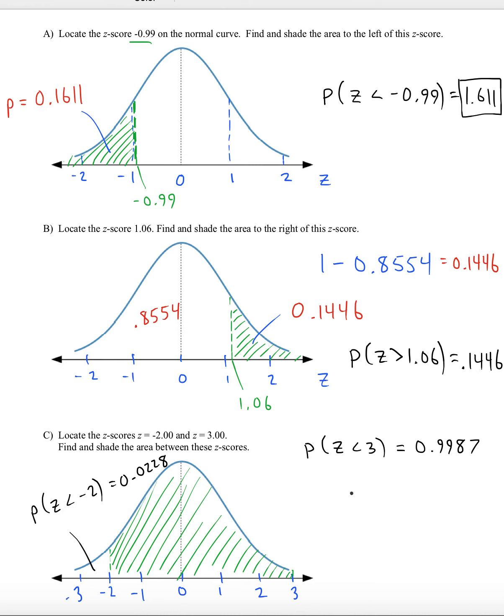What we're going to want to do here is subtract 0.9987 minus 0.0228, which gives 0.9759.